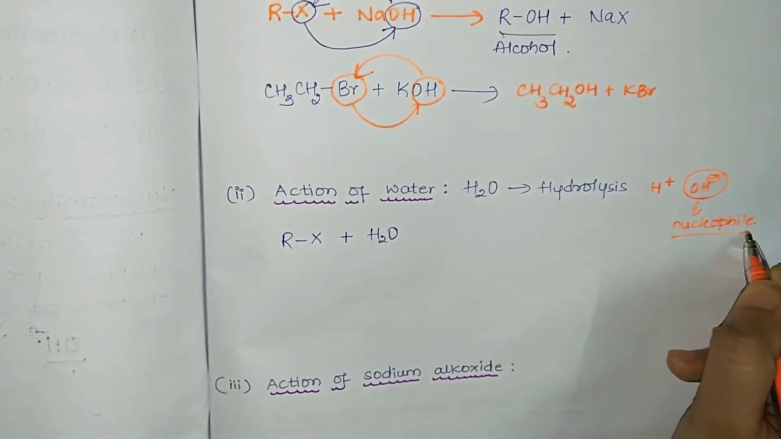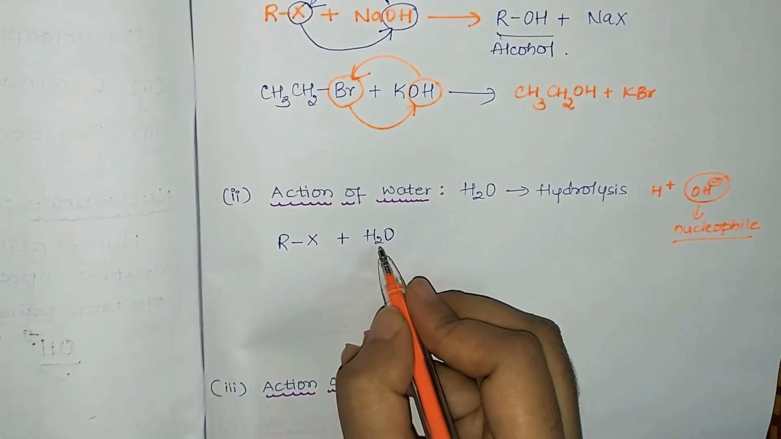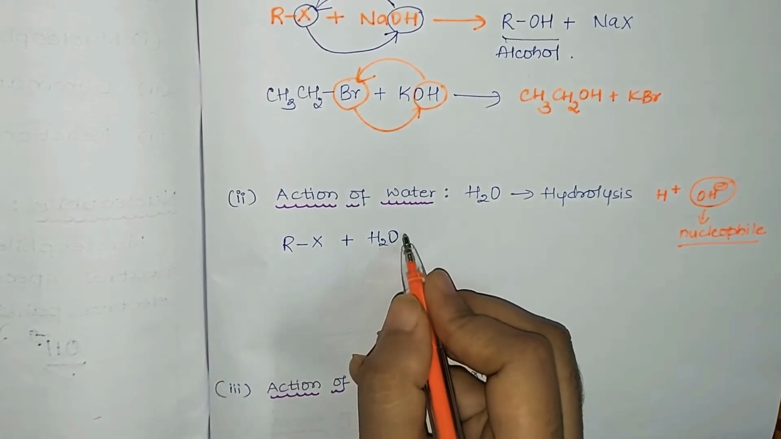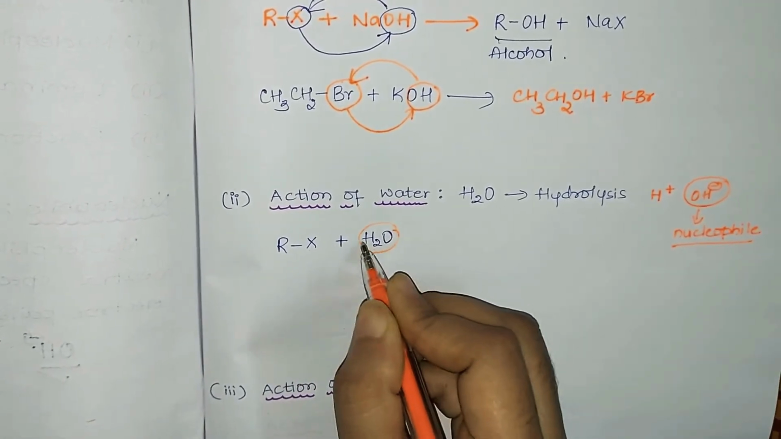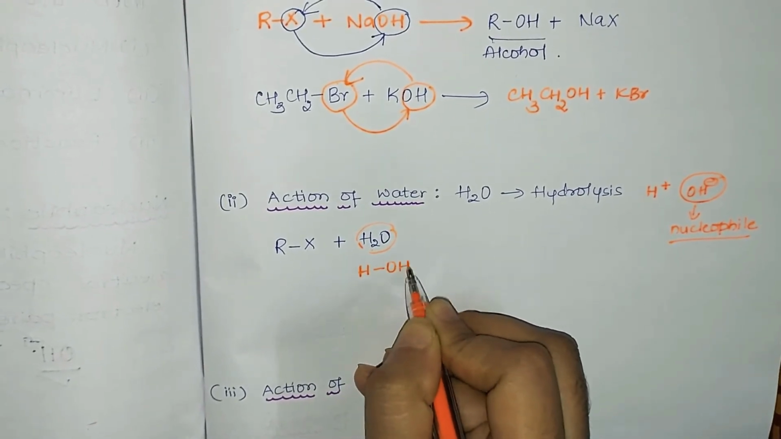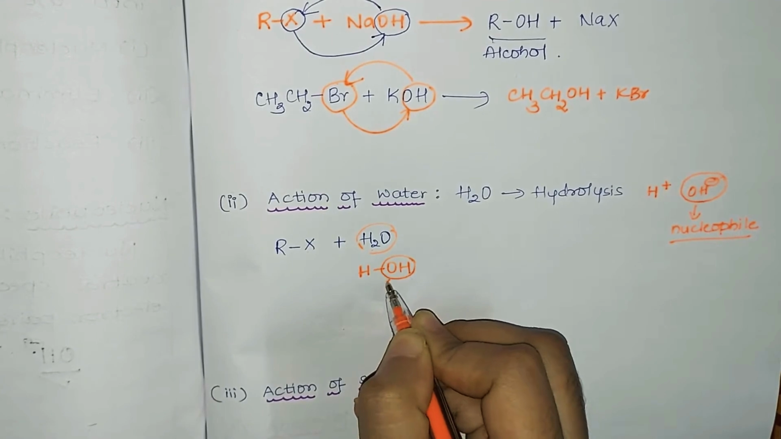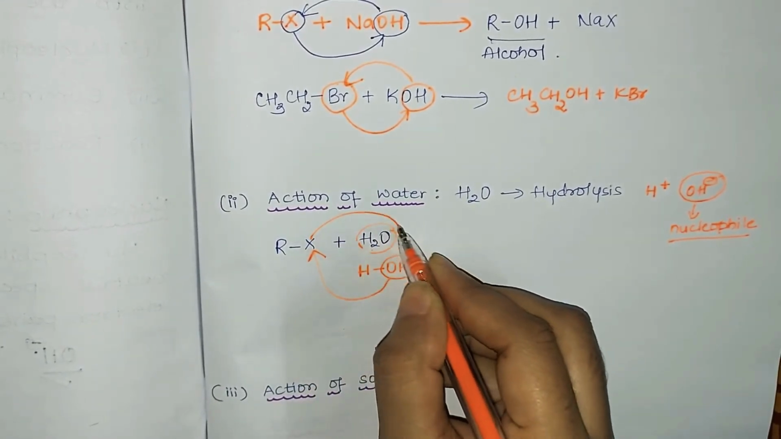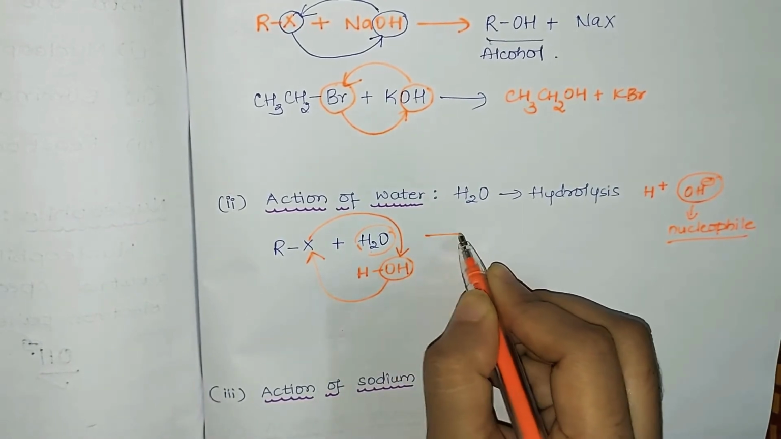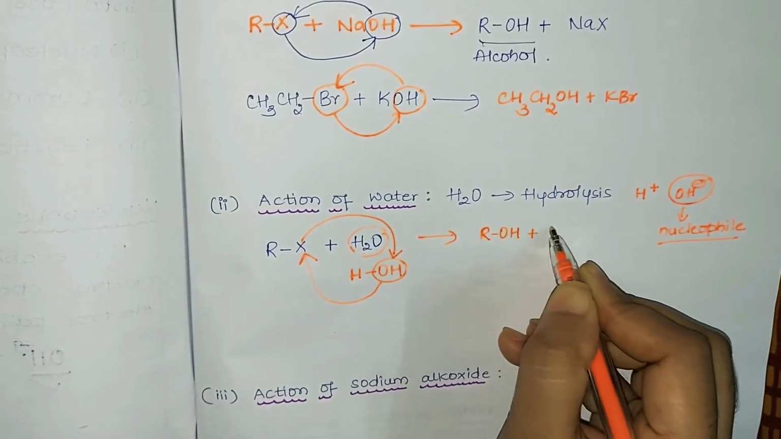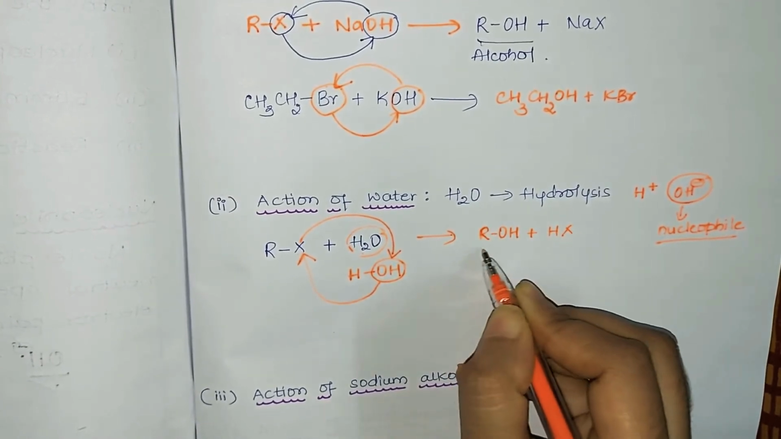So what will be the product obtained? Instead of writing H2O, for simplicity, I'll write it as HOH. Both mean one and the same. So OH is the nucleophile. It goes to the place of halide and halide is substituted in the place of OH. So what will be the product obtained? ROH plus HX. What do we call this product? Alcohol.